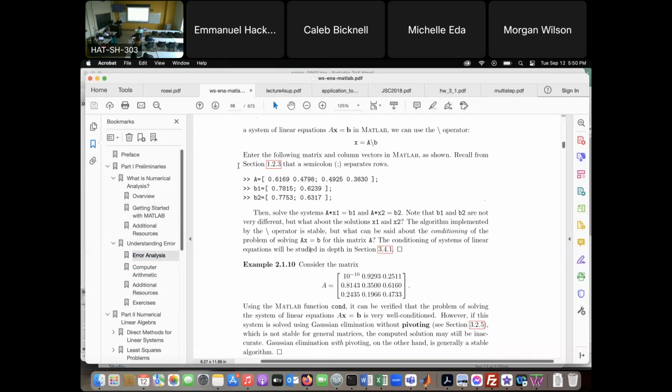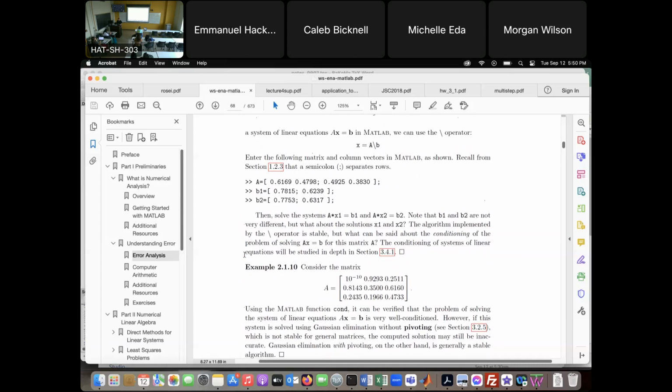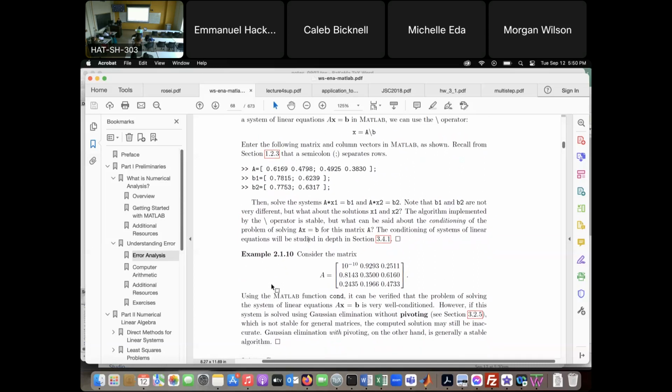Yeah, so actually, here, this example illustrates conditioning. The example right below it, which I brought up last time, illustrates stability. This matrix right here is well conditioned, but if you use an unstable algorithm, Gauss elimination without row interchanges, then that doesn't go so well.